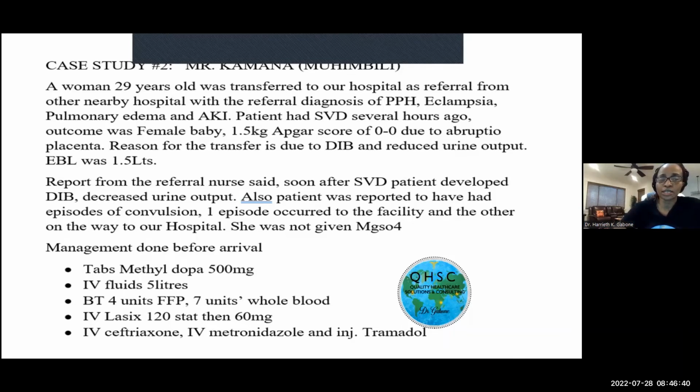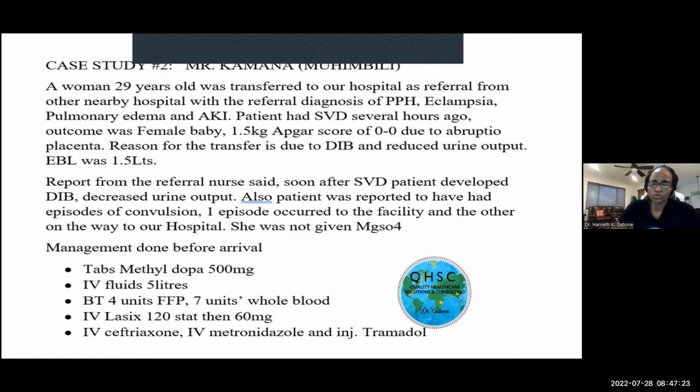Mr. Kamana provided this case study from Muhimbili. They had a 29-year-old who was transferred to their hospital using the referral from outlying hospitals, with a referring diagnosis of postpartum hemorrhage, eclampsia, and pulmonary edema. The patient had a vaginal delivery several hours ago, and the baby was 1.5 kilos, Apgar 0 due to abruptio placenta. We all know and cringe when we hear that in labor and delivery. The reason for transfer was difficulty in breathing, and reduced urine output. Estimated blood loss was 1.5 liters.